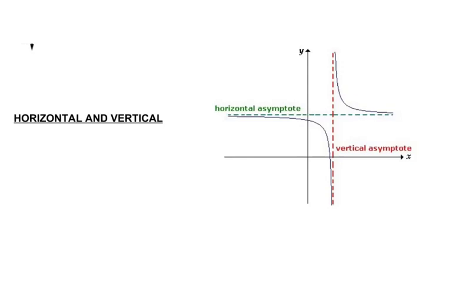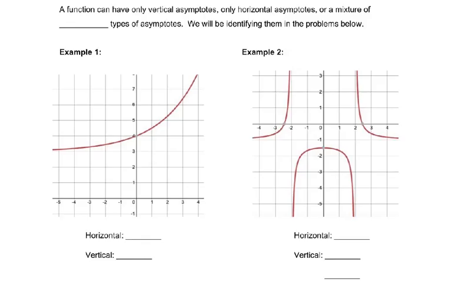Additionally, we can have a situation where there's a horizontal asymptote and a vertical asymptote in the same graph. So we can see these curves get really, really close to approaching both asymptotes. So we can definitely have both in the same graph. Now, like I was saying, a function can have only vertical asymptotes, only horizontal asymptotes, or a mixture of both types of asymptotes. We will be identifying them in the problems below.